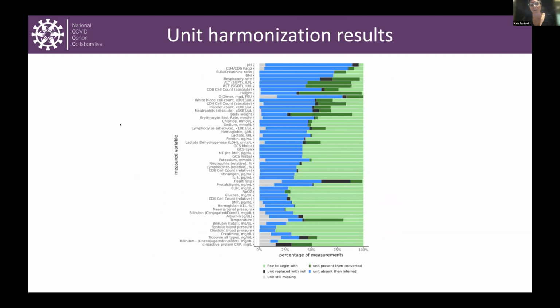Overall results from the unit harmonization: roughly half of the data we actually had to infer or didn't come already in the canonical unit itself, and so had to be harmonized. So this process is saving a lot of data and saving researchers a lot of time by providing the consistent harmonized unit per measured variable.